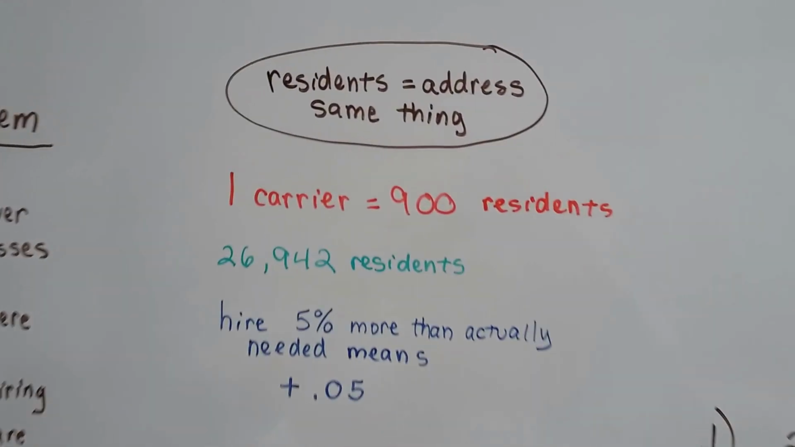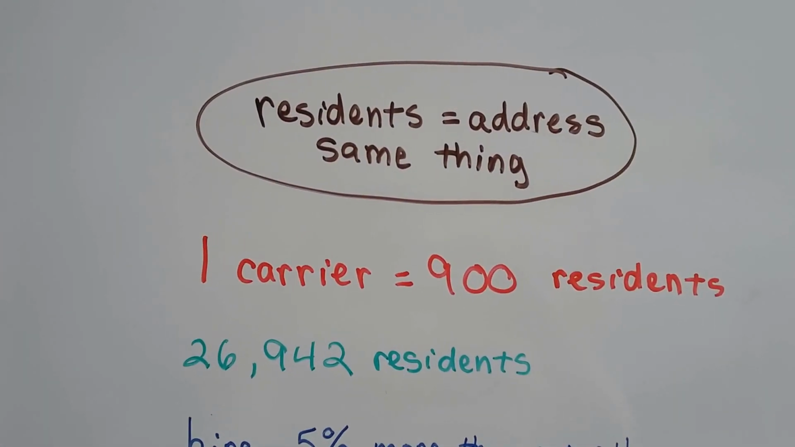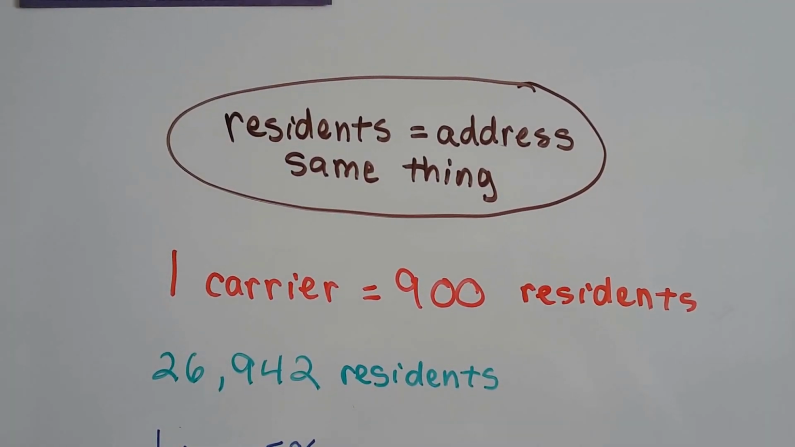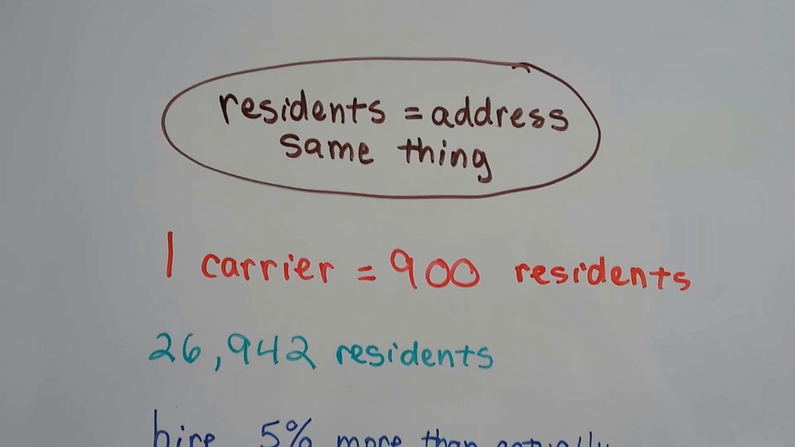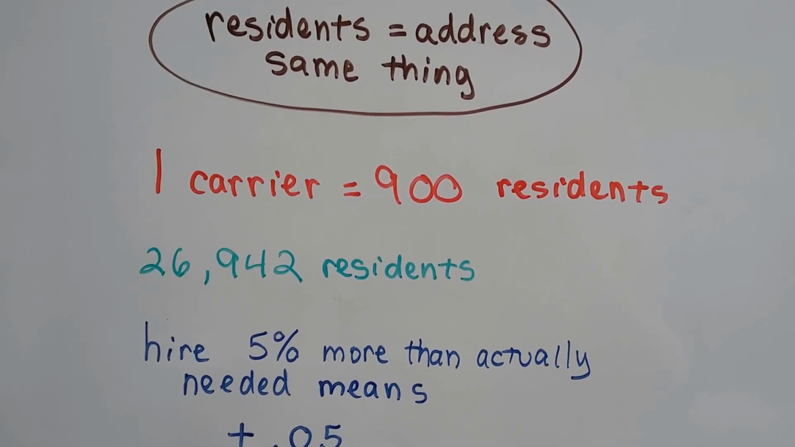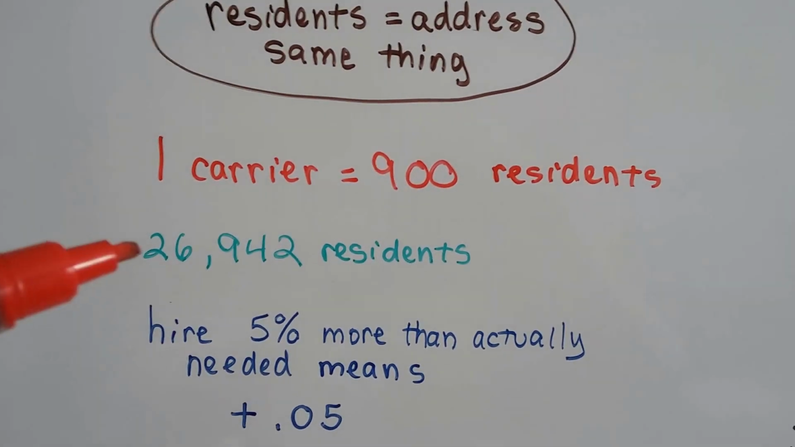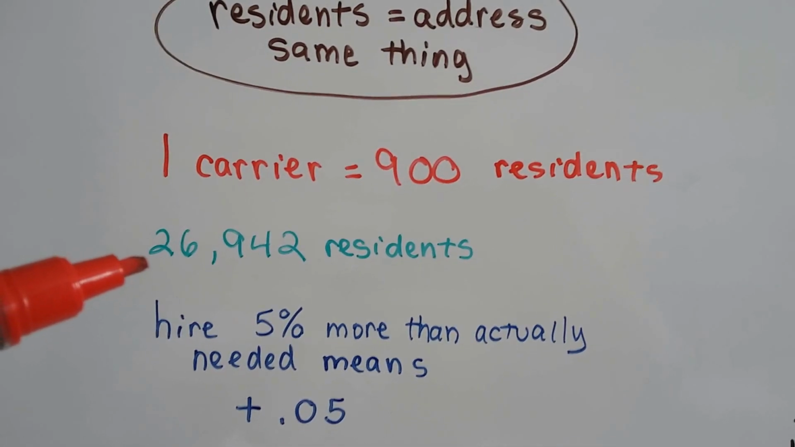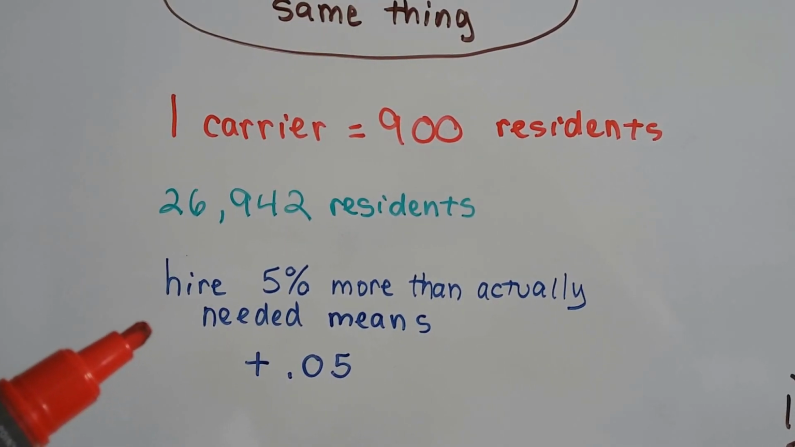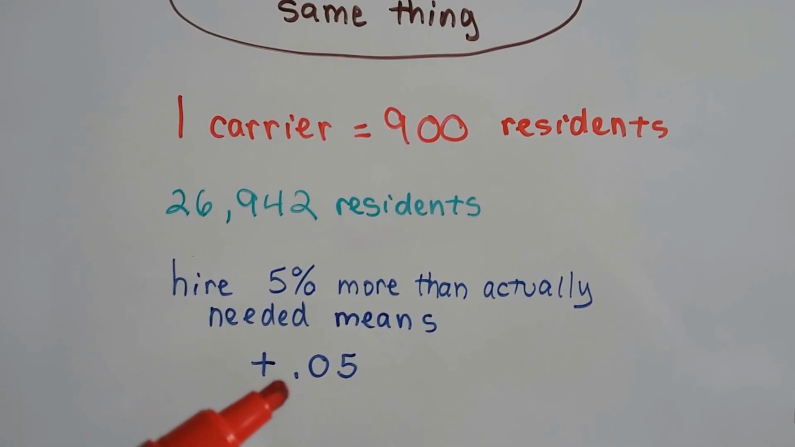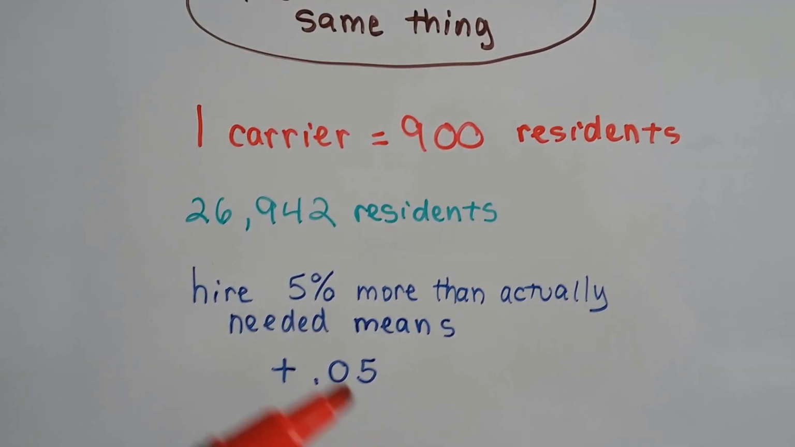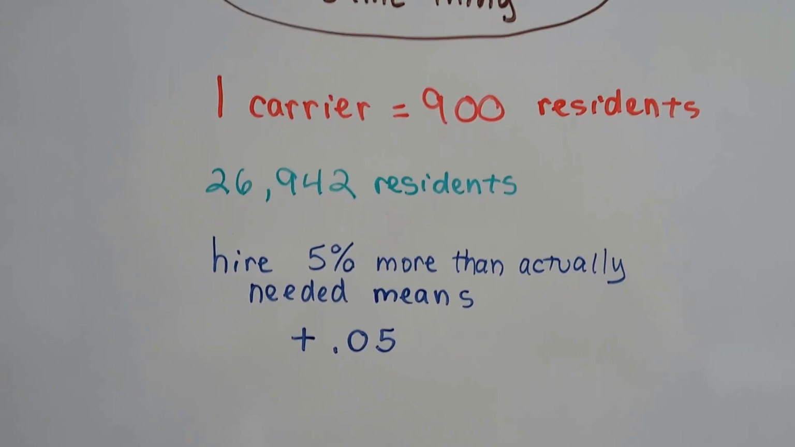So residents is the same thing as addresses, okay? So if it says one carrier can do 900 addresses, that means he can do 900 residents, right? It's the same thing. And our information is that one carrier can handle 900 residents, and Hewitt has 26,942 residents. That's important. And it's important to know that they need to hire 5% more than actually needed. That means 0.05, right? Because that's how you write 5% as a decimal, all right?